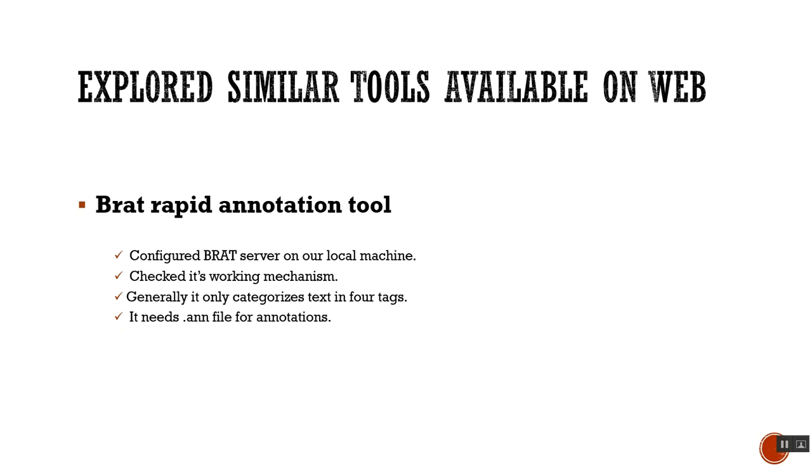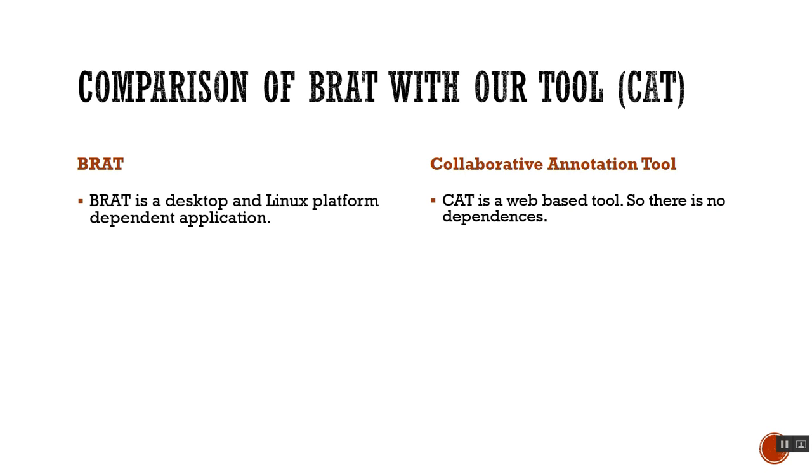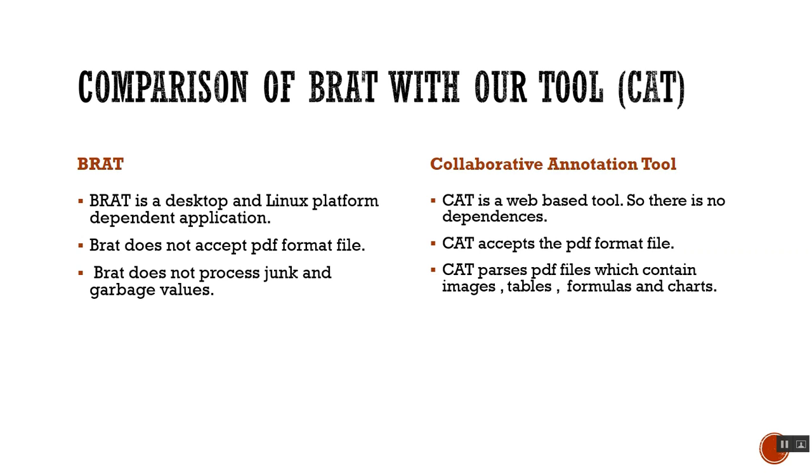Now let's have a quick comparison of Brat with our tool Cat. Brat is a desktop Linux platform dependent application, while Cat is a web-based tool, so there are no dependencies. Everyone can easily use it. Brat does not accept PDF format files. Cat accepts PDF format files. Brat does not process junk and garbage values. On the other hand, Cat parses PDF files which contain images, tables, formulas, and special characters as well.